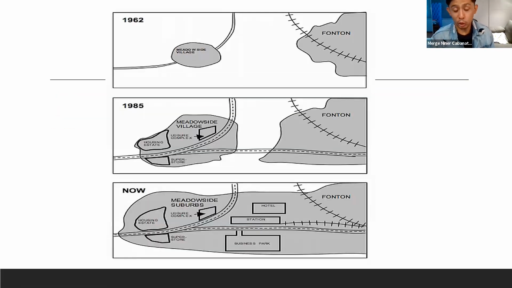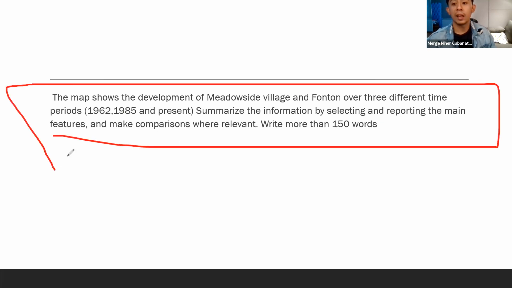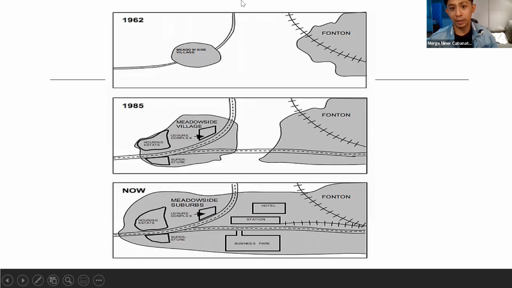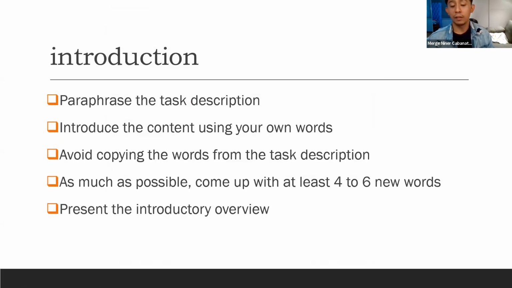So this is the map. You will see something like this in the exam. This is your task description. This will be at the upper portion of your paper, and then this is your map. You have here 3 different maps, 3 distinct images. You have a map of 1962, a map that represents 1985, and then a map here that says now. So definitely you will be presenting the information of how the map changed over the course of those years. You will be comparing them from one another.